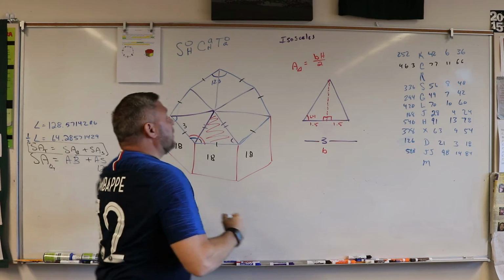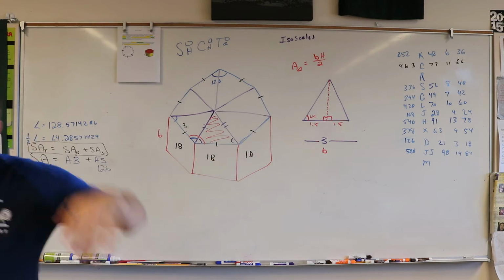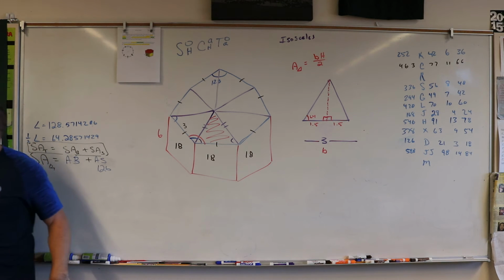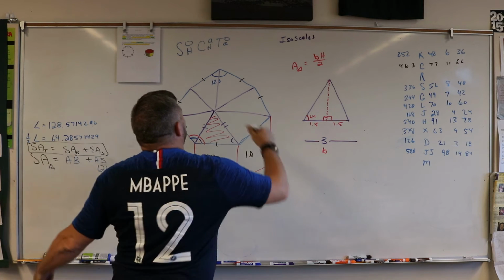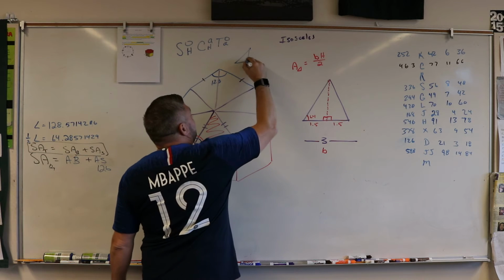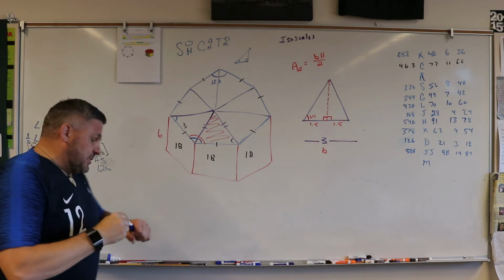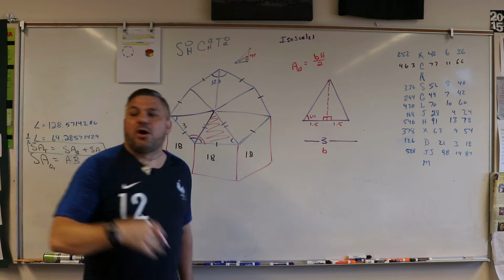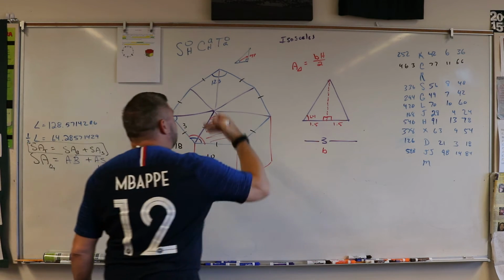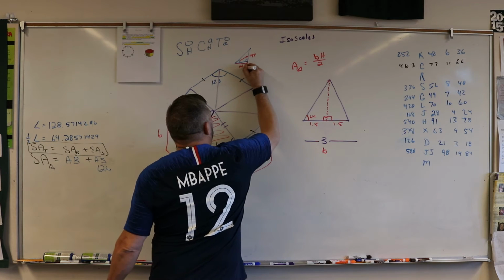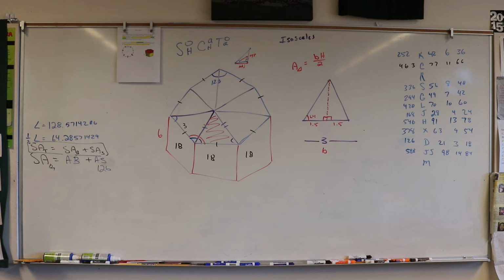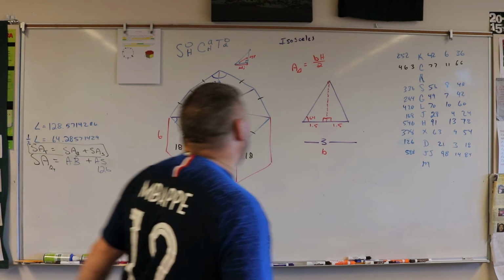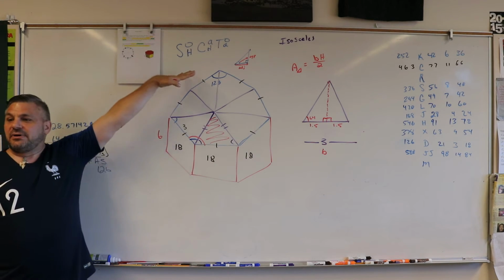SOHCAHTOA. So we got to know what that means. What does SOHCAHTOA mean? A lot of us are in here again, so we already know what this means, but let's go over it like we don't. If I have a right triangle and I have an angle, theta or whatever, SOHCAHTOA is broken up into the opposite side, O, and the adjacent side, ADJ. Adjacent meaning next to. And then we have the hypotenuse.